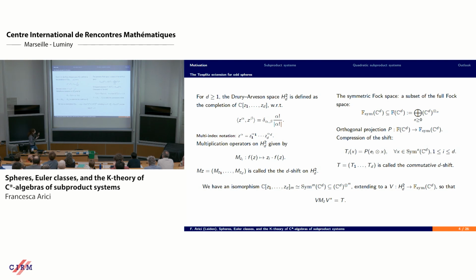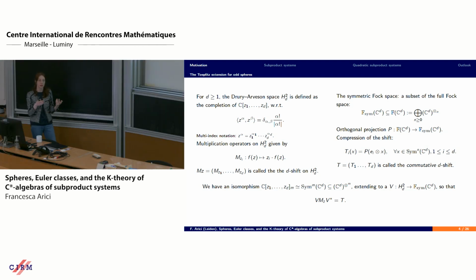And of course, the reason why I put these two pictures simultaneously on the slide is because they actually describe the same object. Indeed, because of the isomorphism that you have between the Drury-Arveson space and the symmetric Fock space, the d-shift on this H2 of d, you can intertwine it with the commutative d-shift by using this unitary operator. So you can map one to the other, and depending on your personal taste, if you like holomorphic functions more, or if you like symmetric tensors more, you can look at one or the other picture.